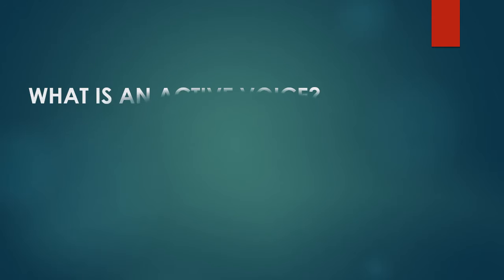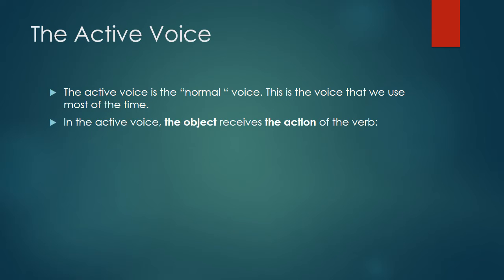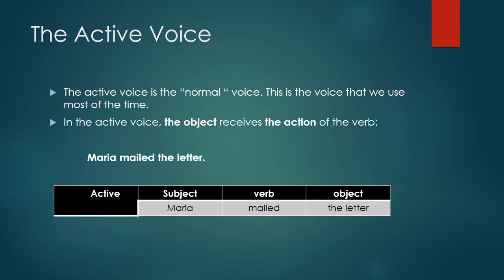So, what is an active voice sentence? The active voice is the normal voice. This is the voice that we use most of the time. In active voice, the object receives the action of the verb. For example, Maria mailed the letter. This is a normal sentence. In this we have a subject, that is Maria, verb mailed, and an object, that is the letter.